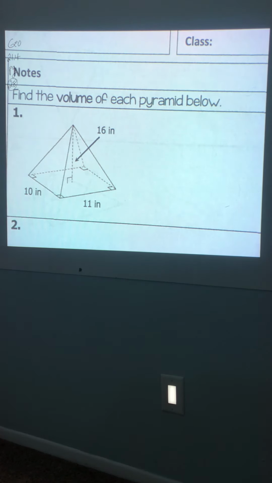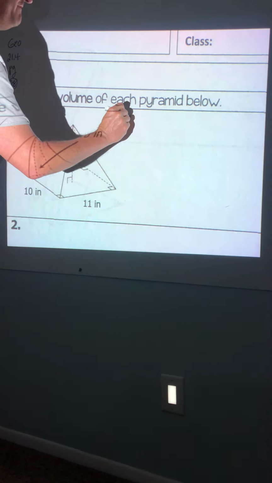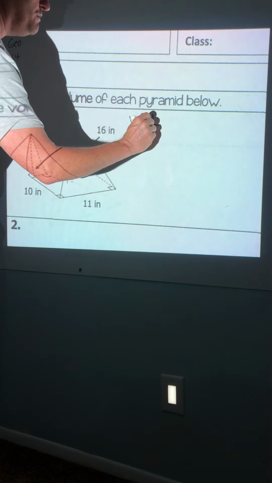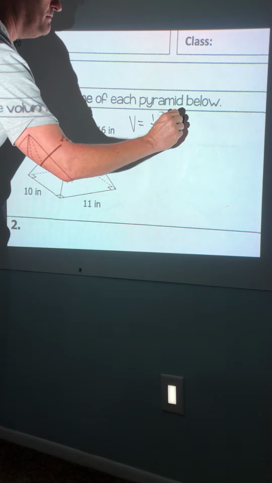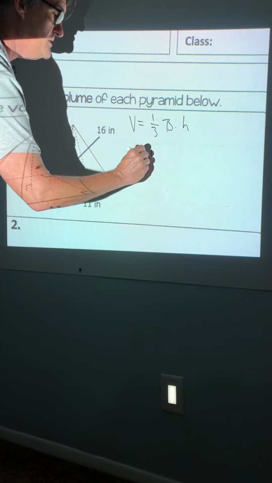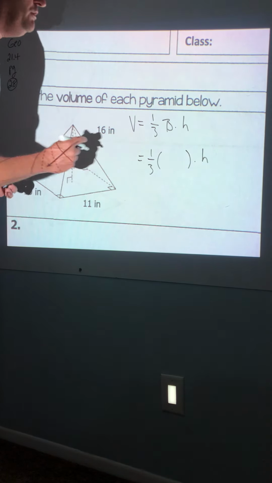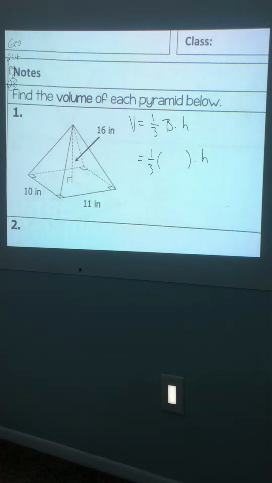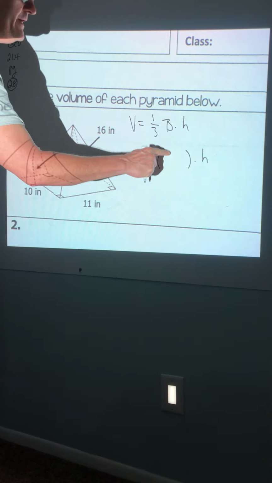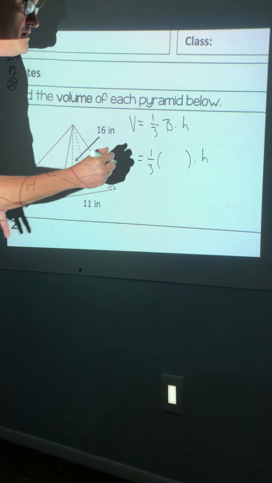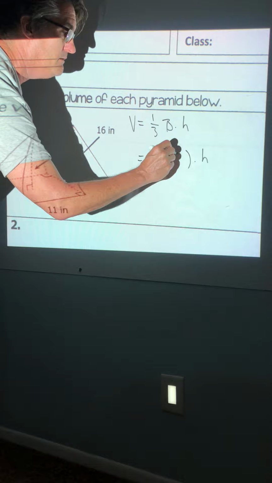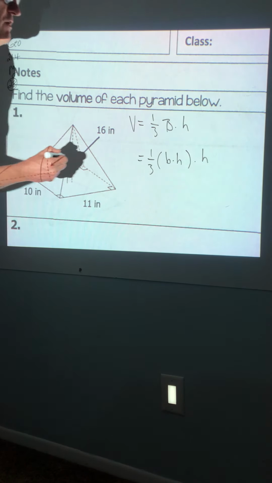Okay, so all you got to do, volume of a pyramid, you're going to write V for volume, 1/3 capital B times the height. Then what I would do immediately when you see that capital B is put a big old set of parentheses, because you're going to look at the bottom of this pyramid and decide what the base shape is. Well, look, the base is this shape right here. It's a 10 by 11 rectangle, so you replace the area of the base with the area of a rectangle, and I just use base times height. You want to use length times width, that's fine too.